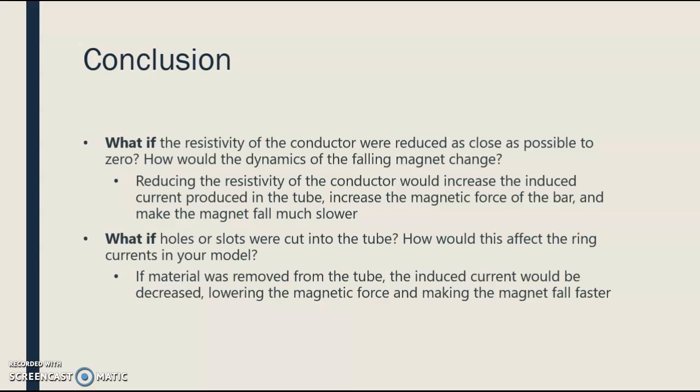To end, if we reduce the resistivity of the conductive tube, we would increase the induced current produced in the tube, and therefore increase the magnetic force on the bar. This would make the magnet fall much slower. And the opposite would occur if we were to remove material from the tube, with the induced current getting weaker, which weakens the magnetic force and allows the magnet to fall quicker.